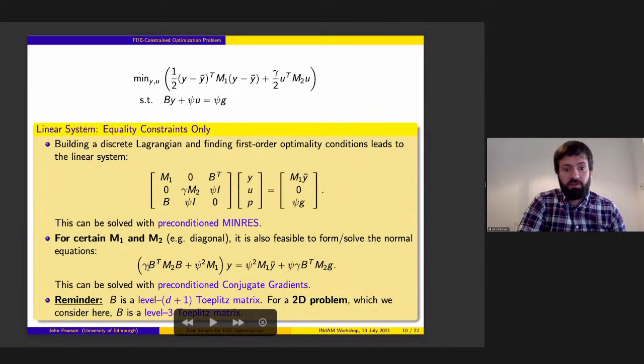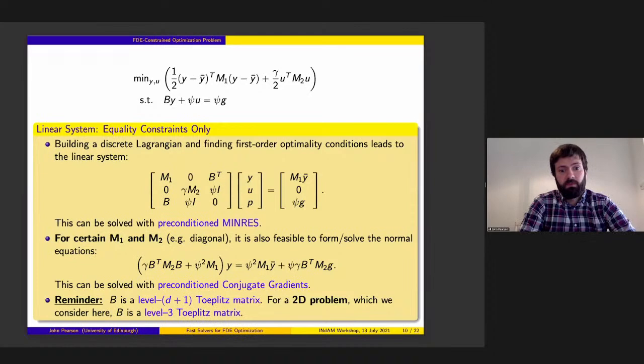We can reduce the system to this nice form here. So we can reduce it to a Schur complement matrix and instead tackle this system. I'll explain how we can precondition either of these systems. Just a reminder, we're solving this on a rectangle in space, and there's also a time dimension. So for a 2D problem, we're going to be looking at level 3 Toeplitz matrices as I've defined above.